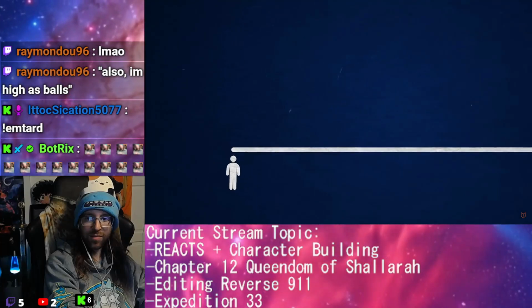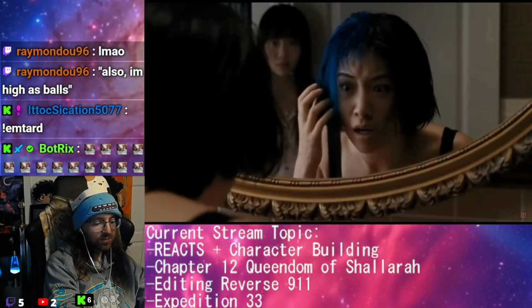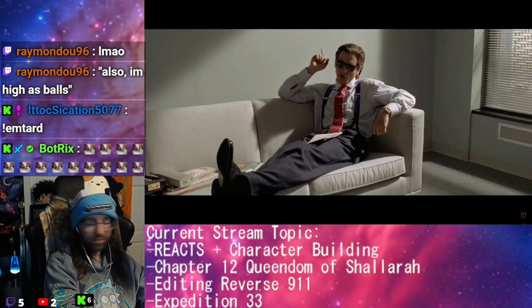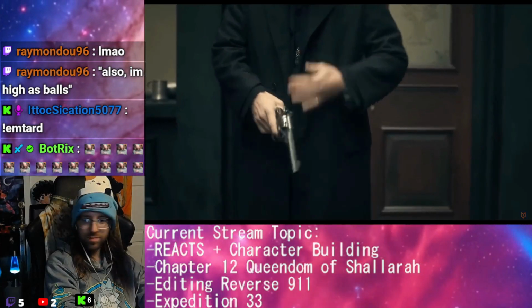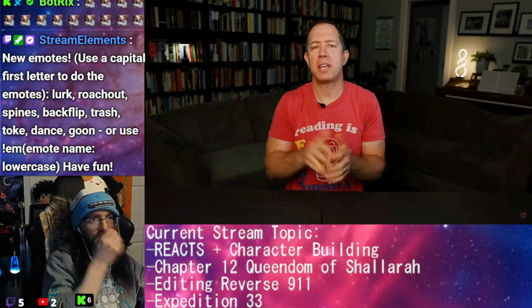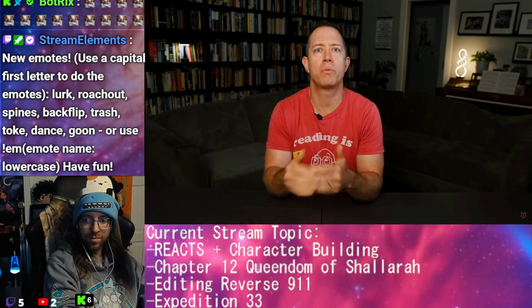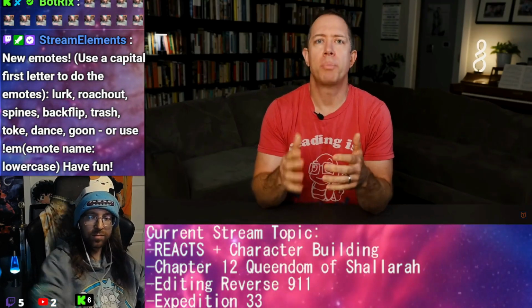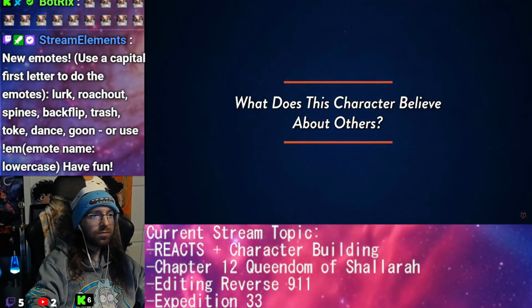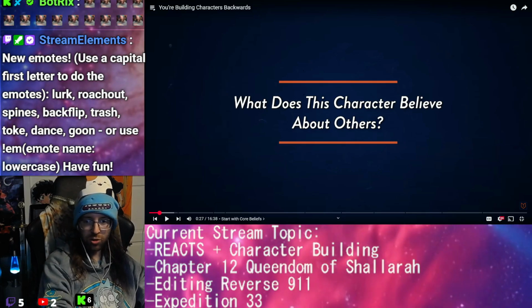What I mean by that is they start with details about that character, right? Hair color, eye color, what they look like, their clothing, and then they might get on to personality and stuff like that. And only at the end of that process do they really grapple with the essential part of what makes a character human. They grapple with questions like, what does this character believe about others? These are all good questions to ask.